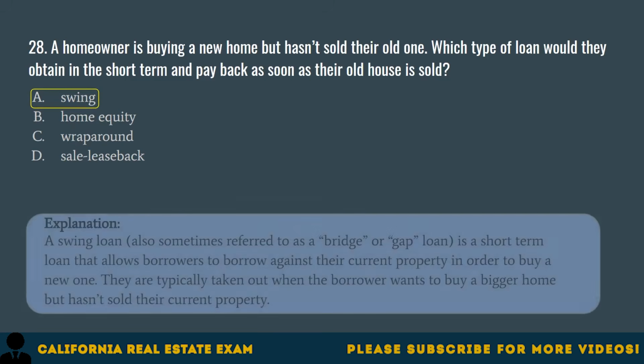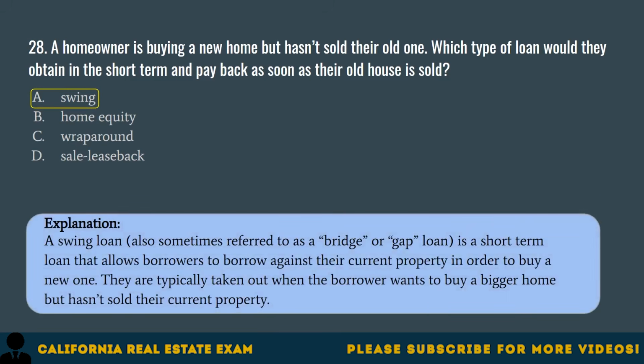Swing. A swing loan, also sometimes referred to as a bridge or gap loan, is a short-term loan that allows borrowers to borrow against their current property in order to buy a new one. They are typically taken out when the borrower wants to buy a bigger home but hasn't sold their current property.